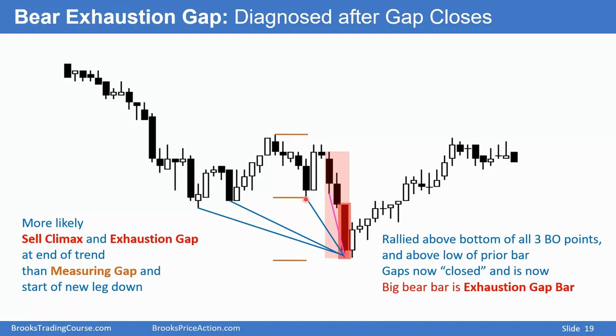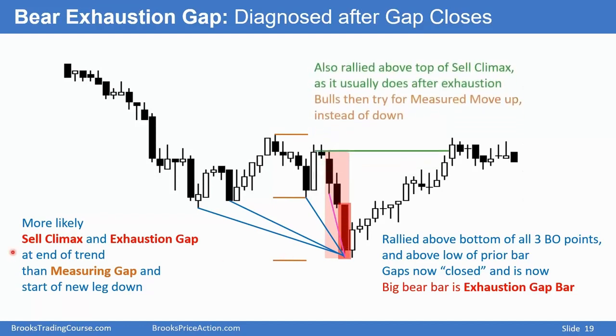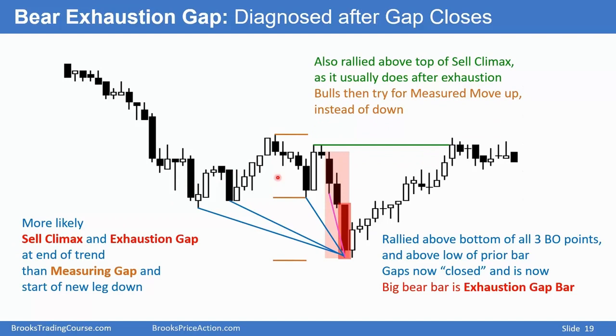It rallied above the final breakout point and therefore an exhaustive sell climax, and this became an exhaustion gap bar. Went above the top of the sell climax. The bears want a double top, break below the neckline, measure, move down. This is too much of big down, big up, big confusion. It's more likely the market's going to enter a trading range, test down, and then test back up.